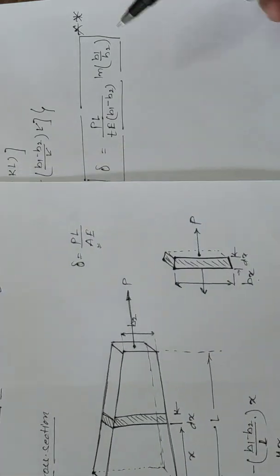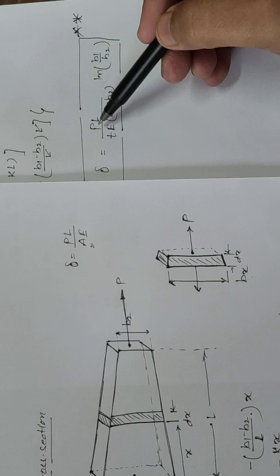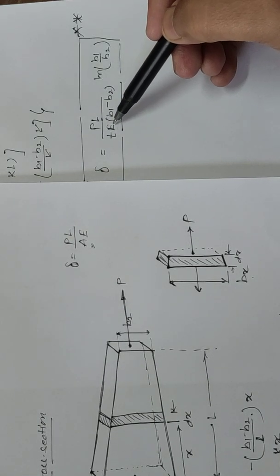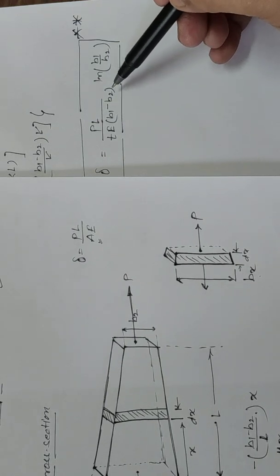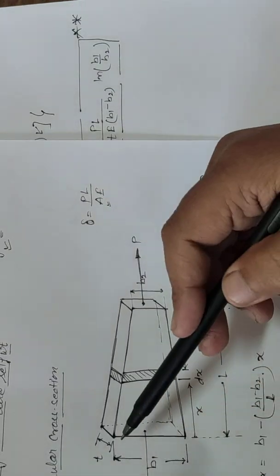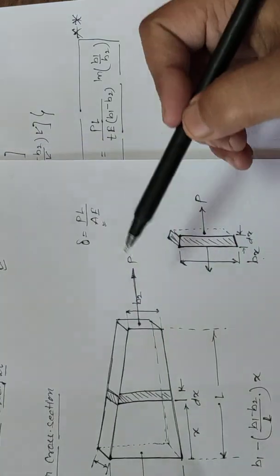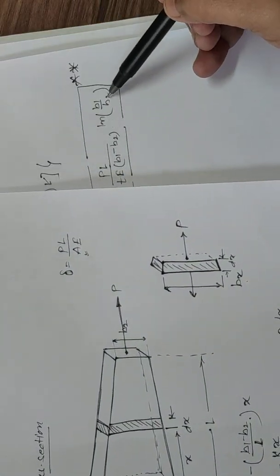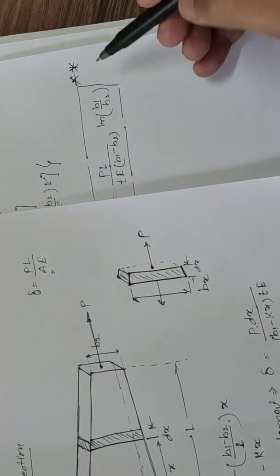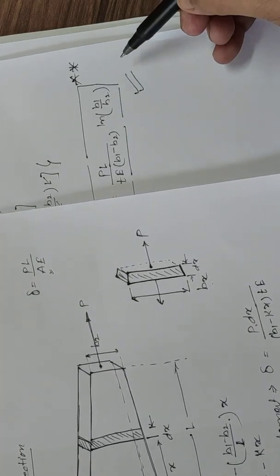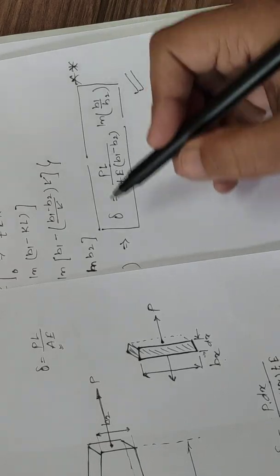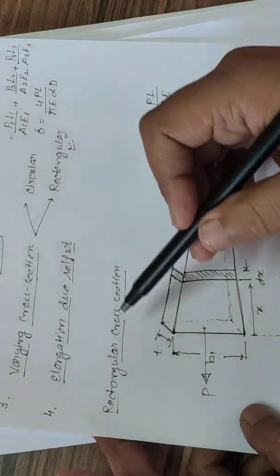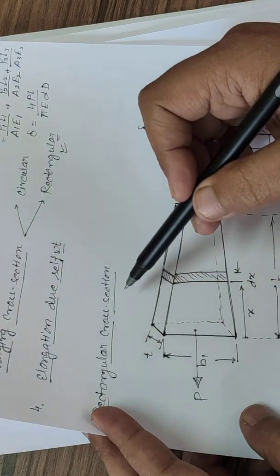So here all the quantities are given. P is the applied load, L is the length of the member, T is the thickness which remains constant, E is the material property which will be given. B1 is the width at the larger section and B2 is the width at the smaller section. So we can calculate the value of elongation for the varying cross section, where the variation of cross section is rectangular in manner.